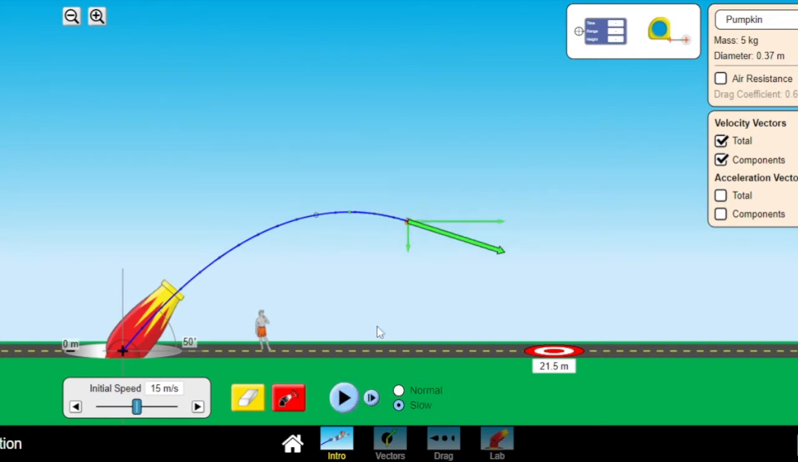As we continue though, the y velocity arrow starts getting bigger and bigger, and now it points down. And the reason it points down is because gravity is accelerating it, speeding it up, and that's why it's getting bigger and bigger in the y direction.